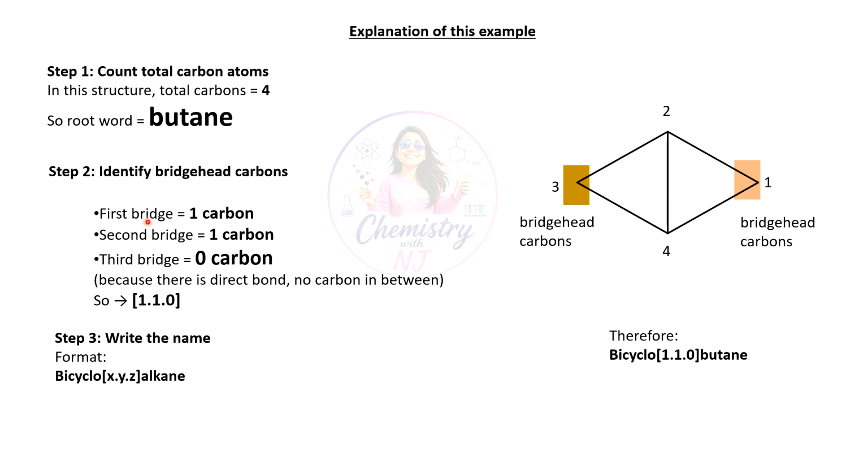Now identify the bridgehead carbons, then count the carbons in each bridge. The first bridge contains one carbon, the second bridge also contains one carbon, and the third bridge contains 0 carbon. Because there is a direct bond between the bridgehead carbons, we write 0 for this bridge. So the bridge notation becomes 1,1,0. Now write the final name using the format bicyclo[X.Y.Z]alkane. Therefore the name is bicyclo[1.1.0]butane.